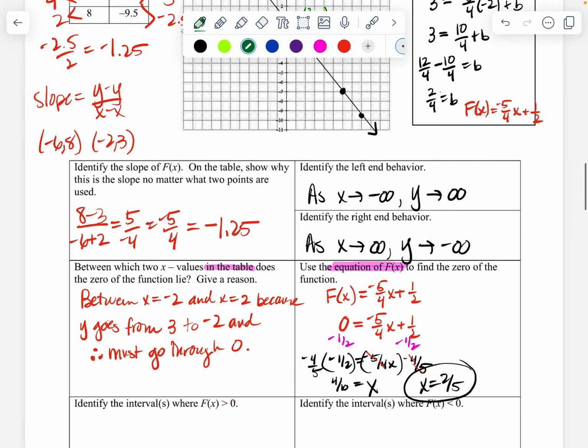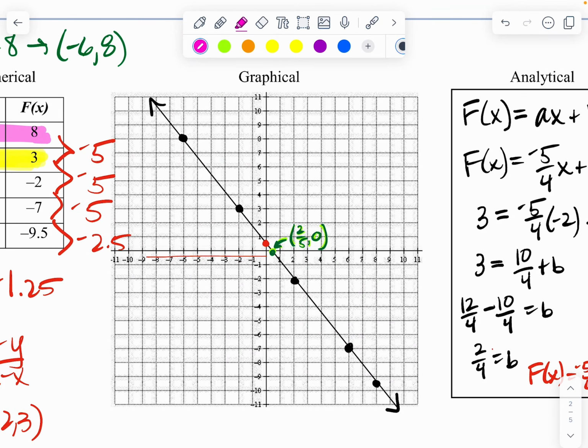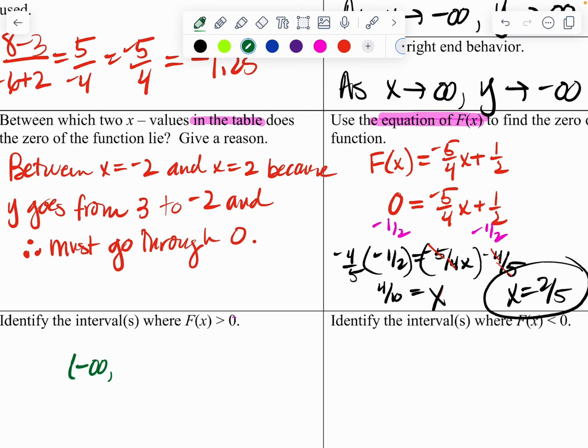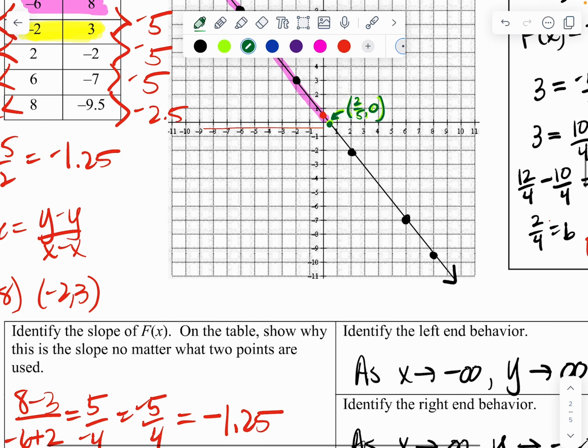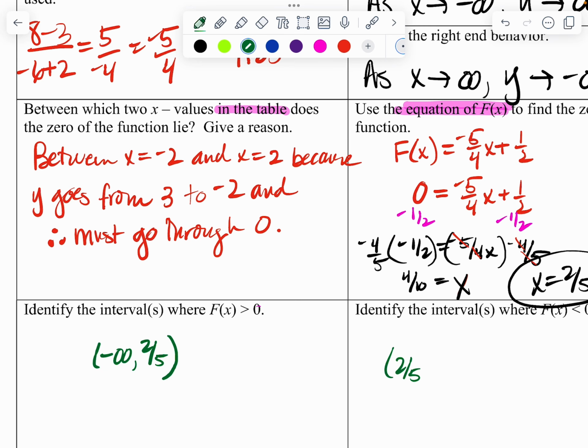The next question says, identify the intervals where f of x is greater than 0. Well, we need to know how to do this on a graph. We're just looking for where the function is above the x-axis. So the function is above the x-axis for this whole part, which means it's above the x-axis from negative infinity until we get to 2/5, because it's an x value. So from negative infinity to 2/5, but doesn't include 2/5 because it's got to be above 0. And then it's below the x-axis when we go from 2/5 on to positive infinity. So 2/5 to positive infinity.